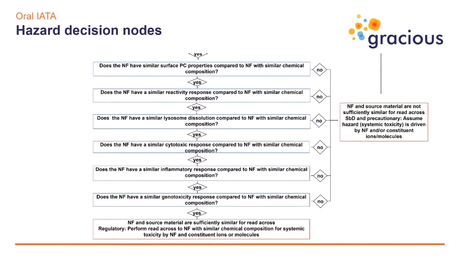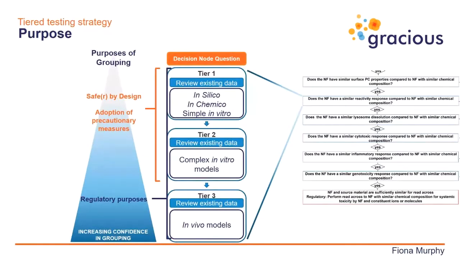To consider hazard, we have a range of different endpoints which need to be considered, such as surface reactivity, cytotoxicity, ability to induce inflammation, and also genotoxicity. Behind each of these decision nodes is a tiered testing strategy with 3 different tiers.